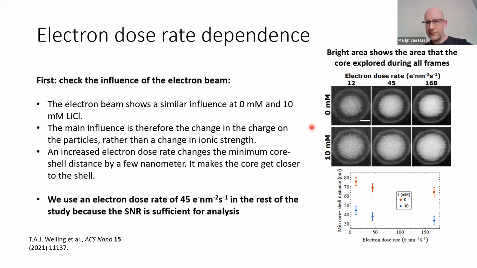We have checked that for various ionic strengths, and it did not seem to depend much on the ionic strength, which is a good sign actually. I mean, the ionic strength has an influence, but not the influence of the electron dose rate in combination with the ionic strength. So we go with 45.